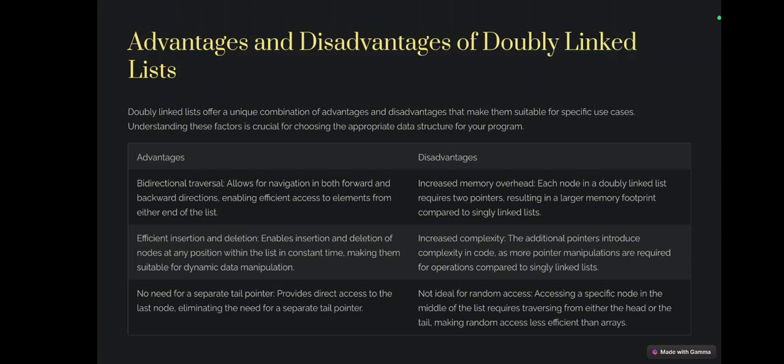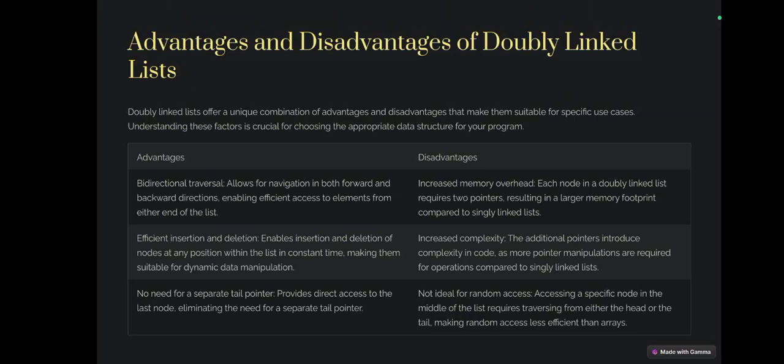Advantages and disadvantages of doubly linked lists. Doubly linked lists offer a unique combination of advantages and disadvantages that makes them suitable for specific use cases. Understanding these factors is crucial for choosing the appropriate data structure for your program. The main advantage of doubly linked lists is bidirectional traversal, which allows movement in both forward and backward directions, enabling efficient access to elements at either end of the list.